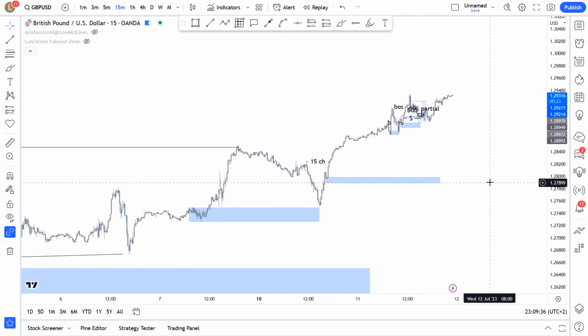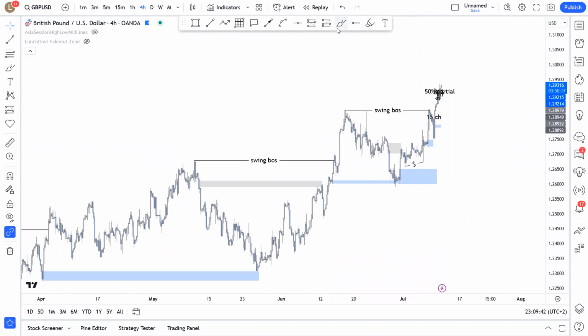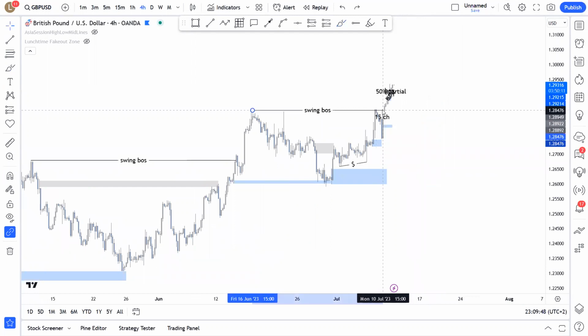The 15-minute time frame was extremely bullish, and the 4-hour time frame was extremely bullish. By taking a look at this overall structure, price recently broke the swing high point here. In the live webinar, I said the swing break was here at this movement. I consider this as liquidity, so it was at this line exactly.